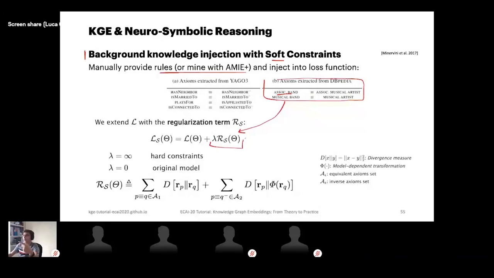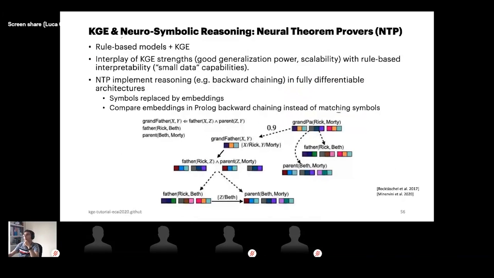Or we can even go further by adopting neurosymbolic reasoning techniques. The work done on neural theorem provers is very interesting because it's a line of work where the authors mix rule-based models and knowledge graph embeddings because they want to make the best out of both worlds, the interplay of the strength of knowledge graph embeddings, which are known for generalizing well and scale well, with rule-based systems that are interpretable and they're capable to learn from small data, right? And so these neural theorem provers, they implement backward chaining reasoning and this is the interesting aspect, in a fully differentiable fashion, right?